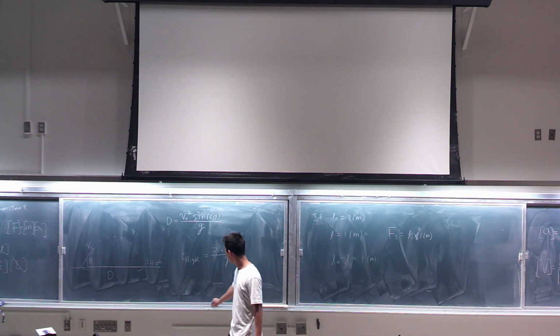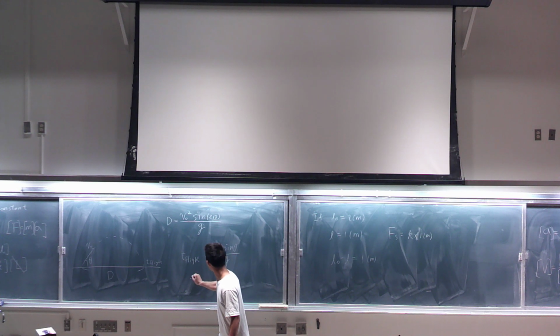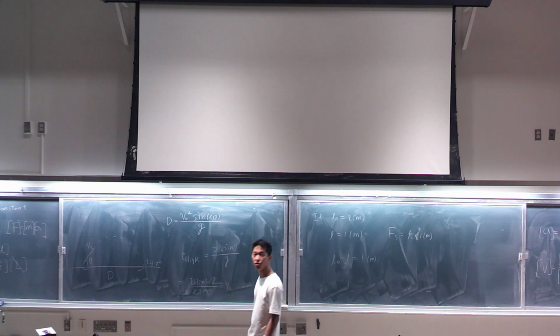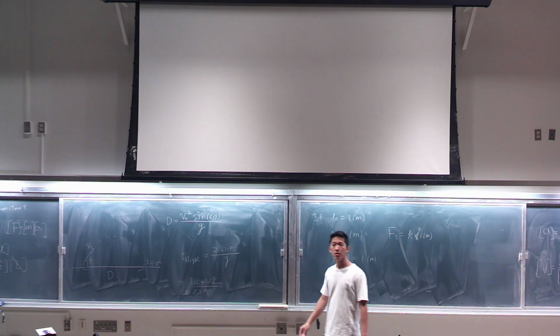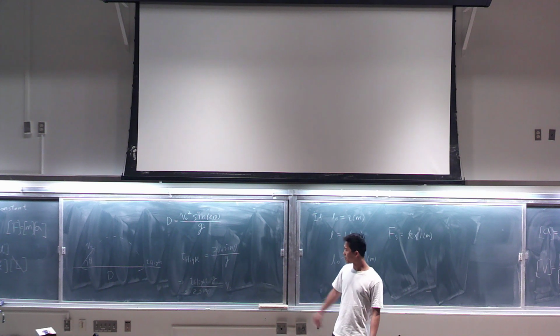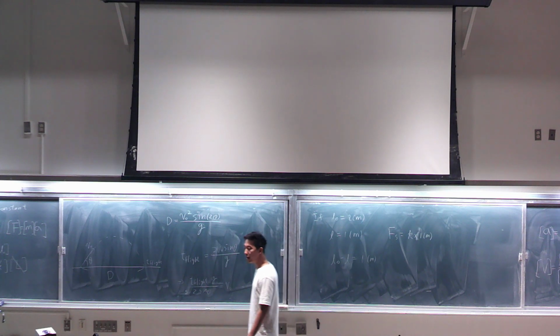So, if I multiply t flight with g and divide by 2 sine theta, that will give me the initial velocity, initial speed. Okay? So let me do that.